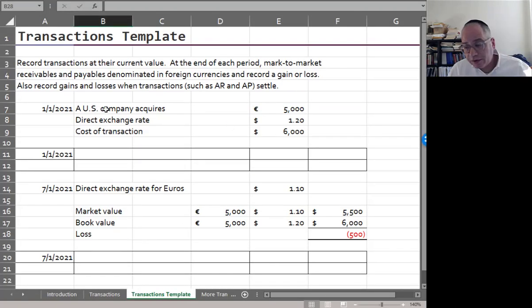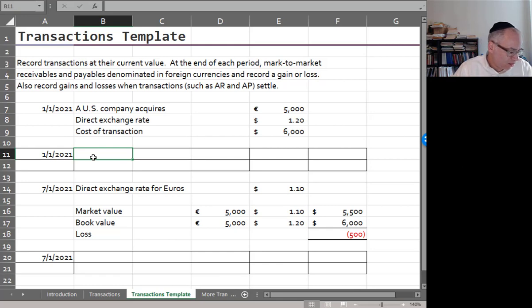So let's suppose on January 1st, 2021, a US company acquires 5,000 euros. And at the time, the direct exchange rate is $1.20. In other words, that's a direct exchange rate, meaning that €1 costs $1.20 to purchase. So 1,000 euros would cost $1,200 to purchase. And the cost of the transaction at the time is $6,000, because 5,000 euros times $1.20 would be $6,000.